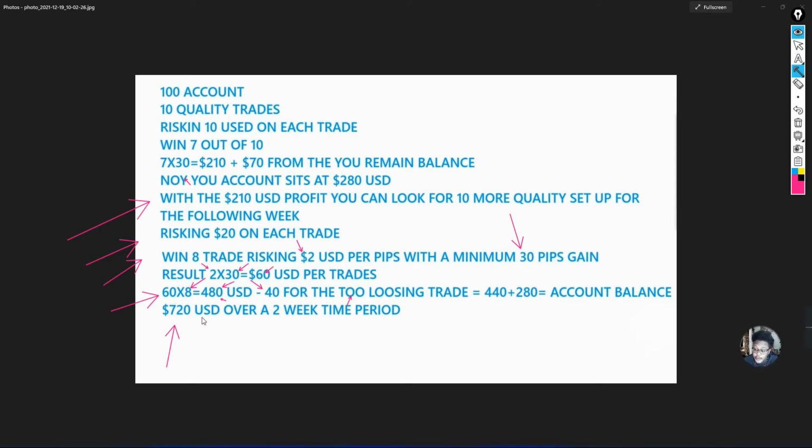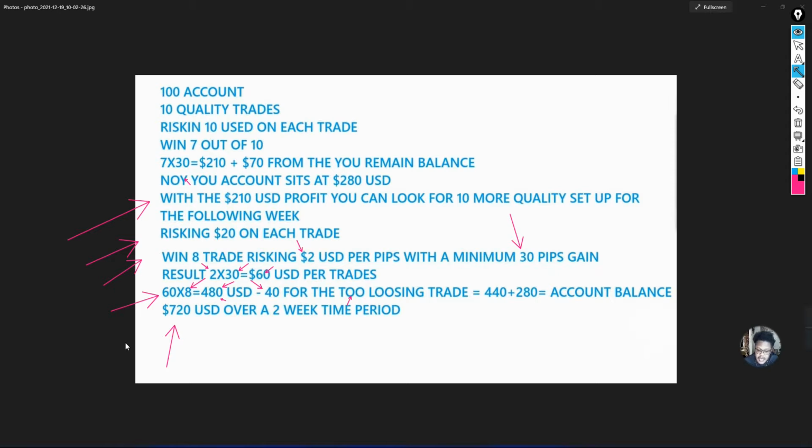All right. Going into your third week, if you want, you can say, hey, I'm going to be risking $30 on my next 10 setups. All right. So if you're going to risk $30 on 10 setups, at this point, you're going to be risking probably about 200 and something dollars. You're going to be risking probably about 270. So you are just risking back a portion of the profit you would have made.